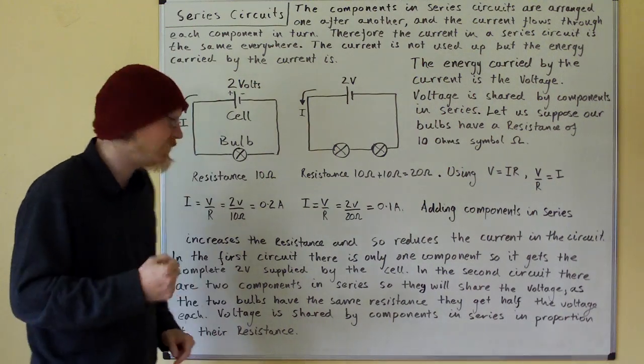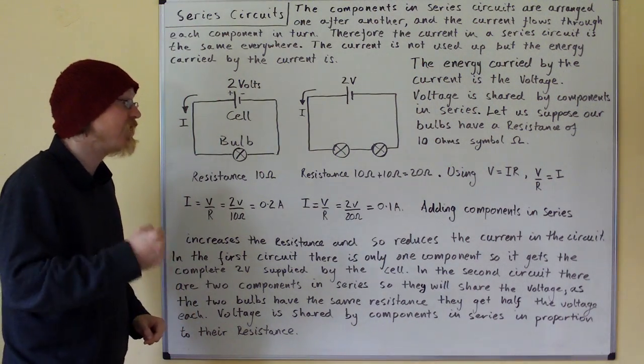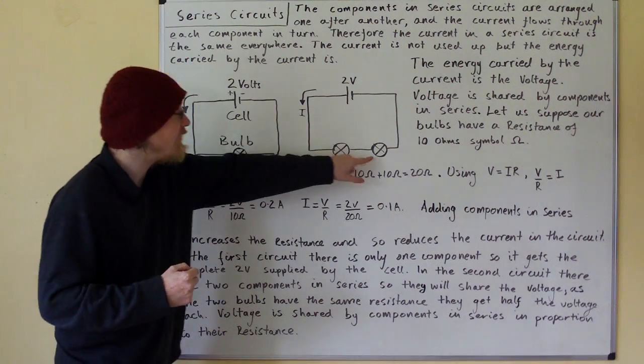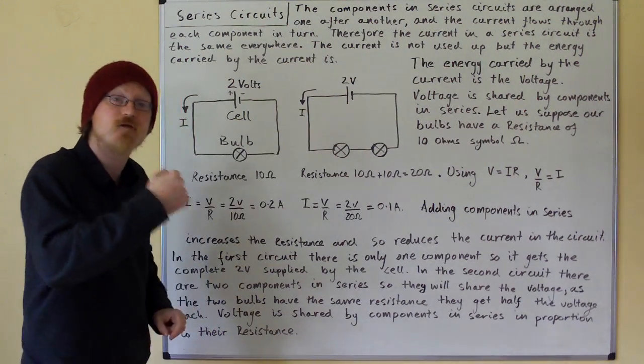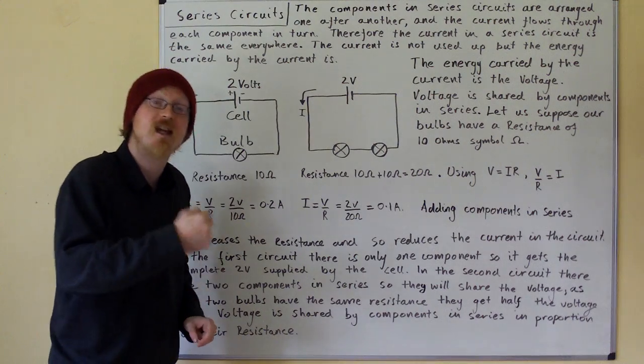Adding components in series increases the resistance, and so reduces the current in the circuit. We've added another component in series, we've increased the resistance of the circuit, so we've reduced the current in the circuit.